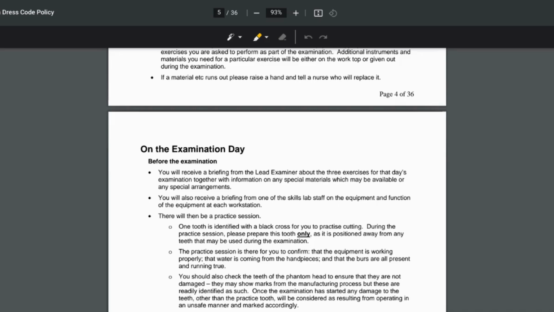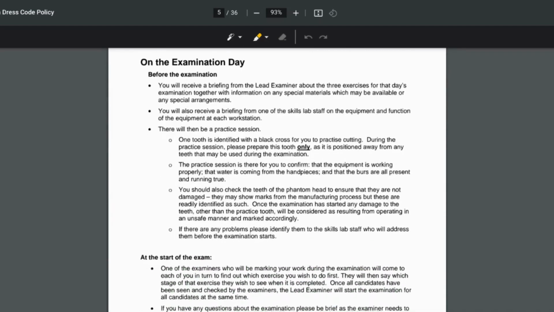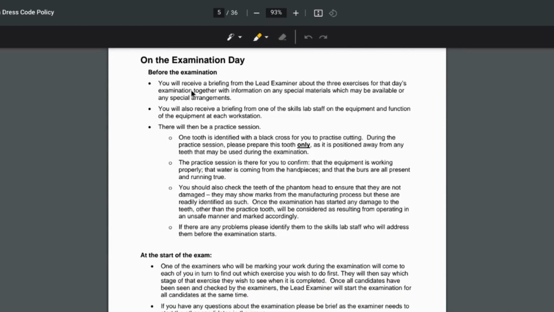And what happens on the day of the exam? Before the examination, you'll receive a briefing by the lead examiner about all the three exercises which need to be done. Everything will be done at the same time before the examination. You will also receive a briefing from the skills lab person. There will be a tooth with the black cross, which I have already told you should be used in the practice session.